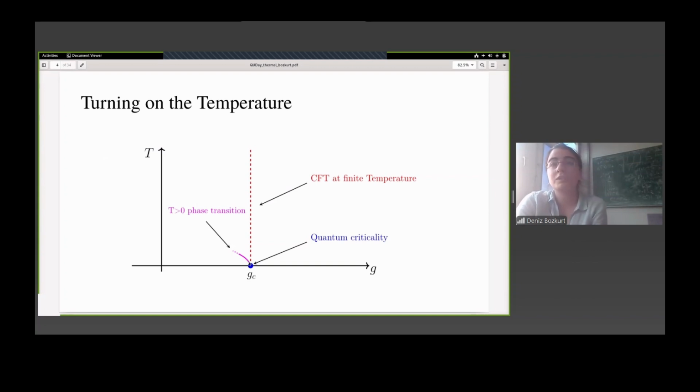So the CFT sits at this blue point, a specific point in the coupling constant space. From this point onwards, we turn on the temperature and move away from this critical point along a vertical line in this diagram. So you should always keep in mind that we are starting from a CFT and moving away in a very specific way.